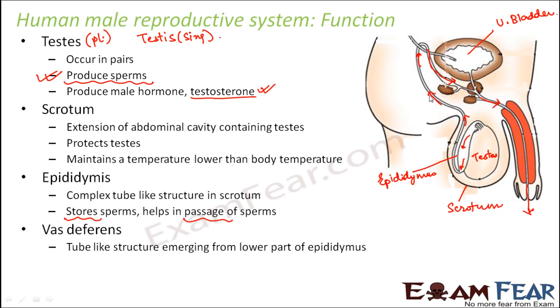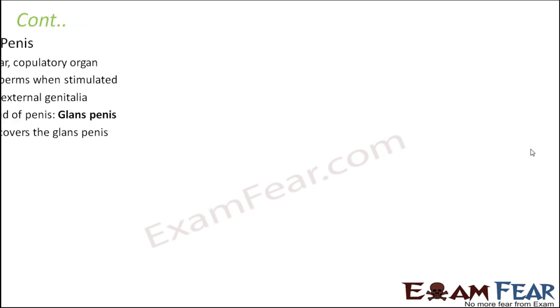So this portion of the tube-like structure is known as vas deferens. It opens to the ejaculatory duct, and this is the ejaculatory duct. Ejaculation means giving out sperms to the exterior, to the outside. That is called ejaculation, and the duct which does this ejaculation is called the ejaculatory duct. So that is the vas deferens.